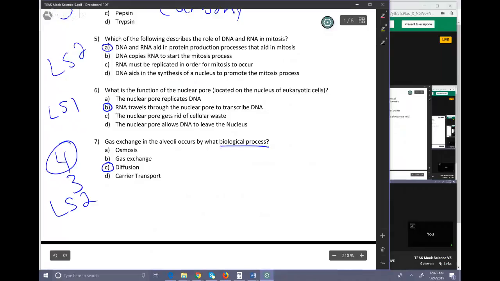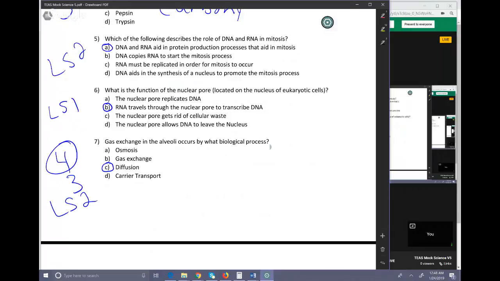I will point out this is a little trickier than what they do on the test. I actually used gas exchange as one of the answers. Notice that the question says gas exchange occurs by what process? You cannot say gas exchange occurs by gas exchange, right? So that wouldn't be providing them any information at all. They are not quite that tricky on the TEAS. So you don't need to worry that they're going to actually do that.